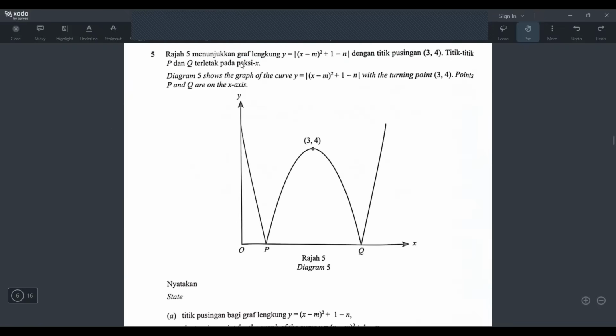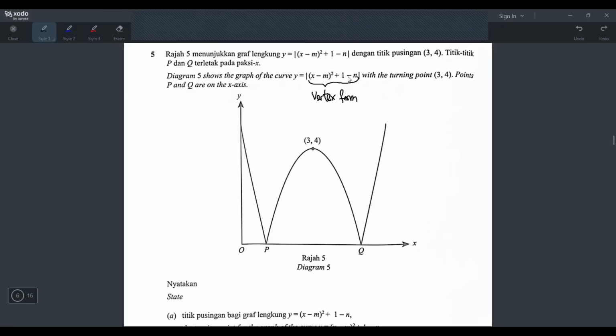Okay, let's do number 5 now. I think this is the quadratic chapter. Let's read. Diagram 5 shows the graph of curve y equals modulus of (x minus m) squared plus 1 minus n. If you look at this equation, it's actually the vertex form. Do you agree? Because when you see bracket squared and then something behind it, you know it's vertex form already, right? So if it's vertex form, it means we can take out the turning point, right?